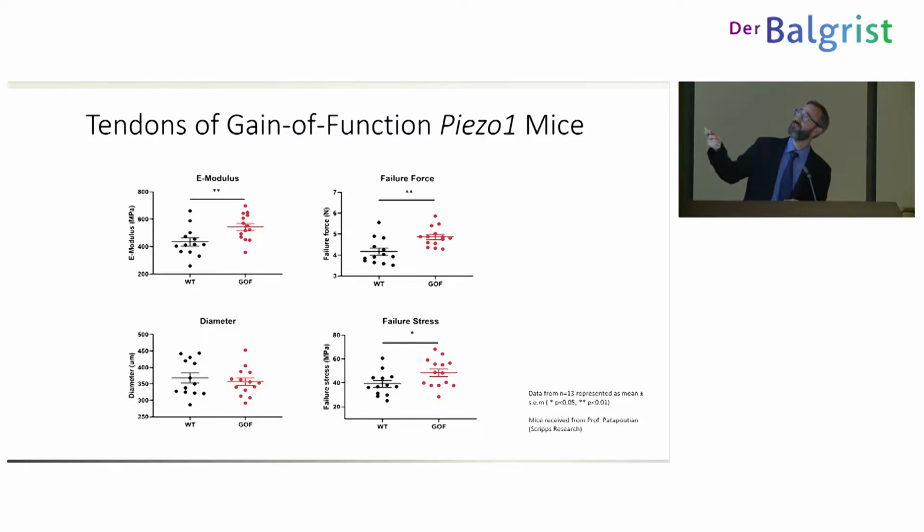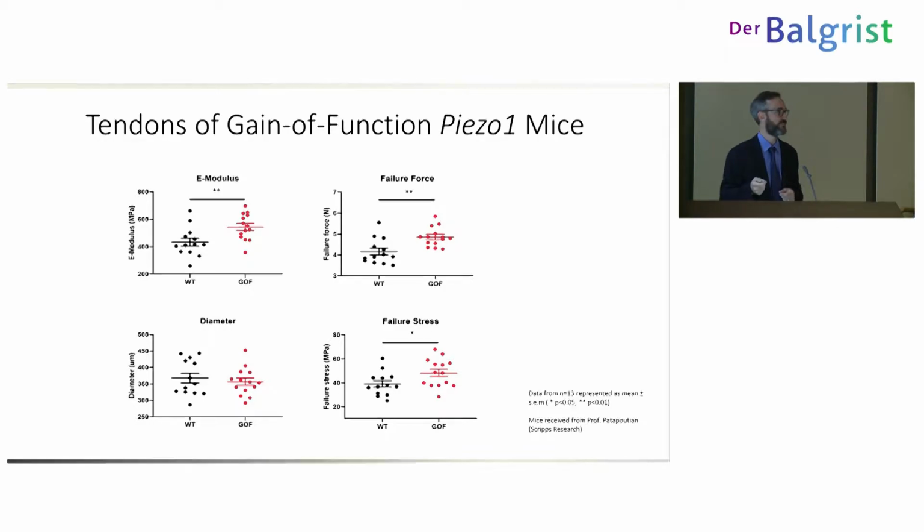And when we look at mice, the plantaris tendon of mice with this gain of function, you can see that the elastic modulus of these tendons is about 20 to 40% higher. So the diameters of these tendons are exactly the same. So the collagen structure looks the same, the tendon looks the same, but the tendon is about 40% tougher, the failure stresses are higher. It's really maybe important for anabolic response.